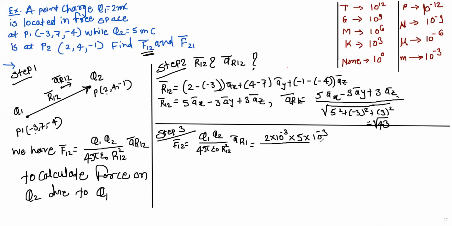divided by 4 pi, right? So 4 pi here. Epsilon naught is 1 upon 36 pi into 10 raised to minus 9, right? So this is 10 raised to minus 9 into what is the value of magnitude of R12?